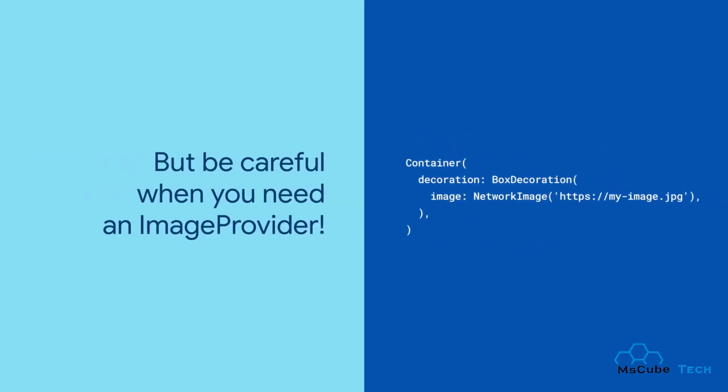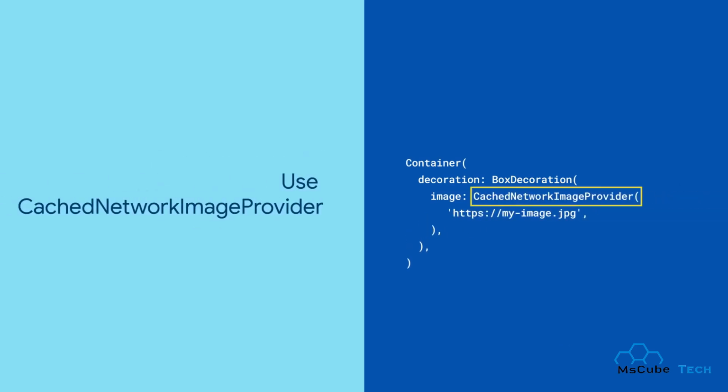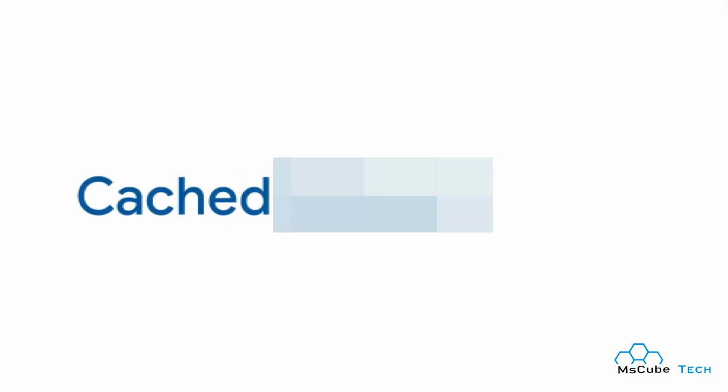However, you may be wondering, what if I'm trying to cache a box decoration's image property? That network image object is not a widget, but instead an image provider. So you won't be able to put a cached network image in its place. Luckily, there's Cached Network Image Provider for just this purpose. So next time you want to swap out 1,000 words for one picture without wasting your user's data, reach for Cached Network Image.